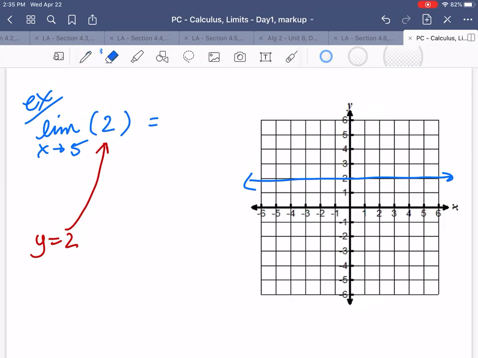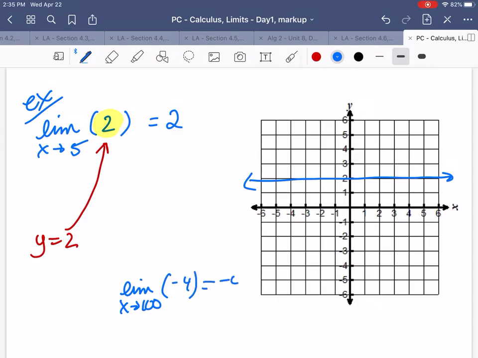So it's really easy when you have a constant right here, like anytime you have a constant in this spot, the limit of a constant is literally always that number, okay? So that's a nice easy rule to know. So if you had, oh, what's the limit as x goes to 100 of -4? Well, the answer would be -4 because you're always going to be -4. There's no changing that. Okay. All right, and that's it.